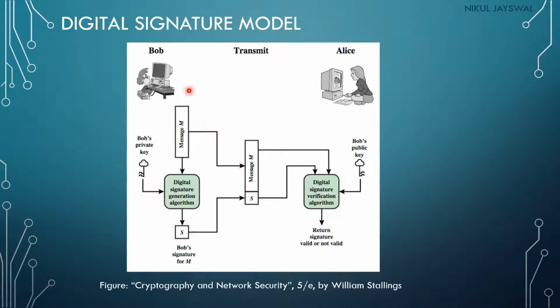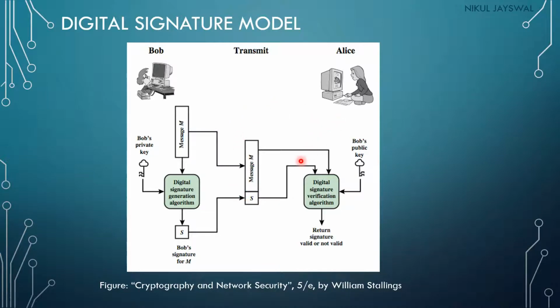So Bob will take the message. He will generate the digital signature by taking the message as input and Bob's private key as input, and both these inputs will create the signature. Now the signature will be appended with the message and sent to Alice.